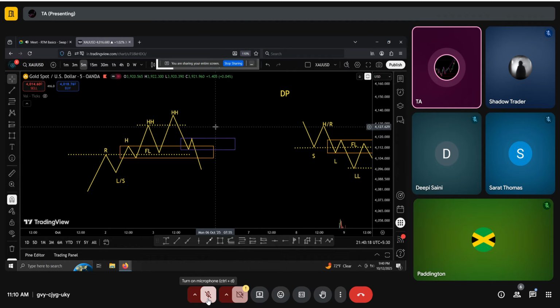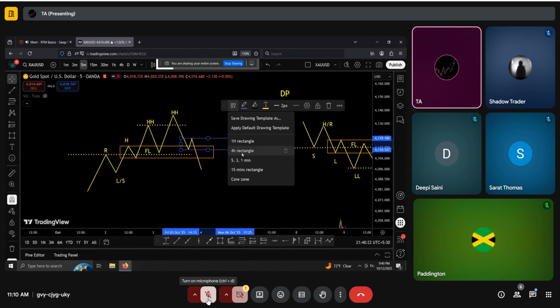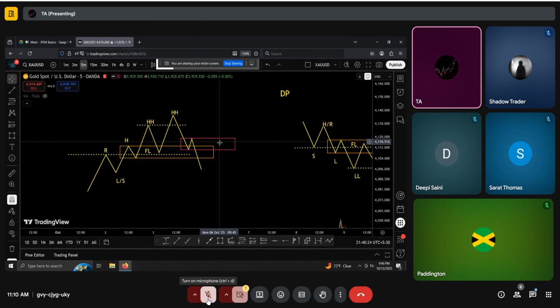This is our decision point. I will change the color of this. Yes, this will be our decision point, DP.